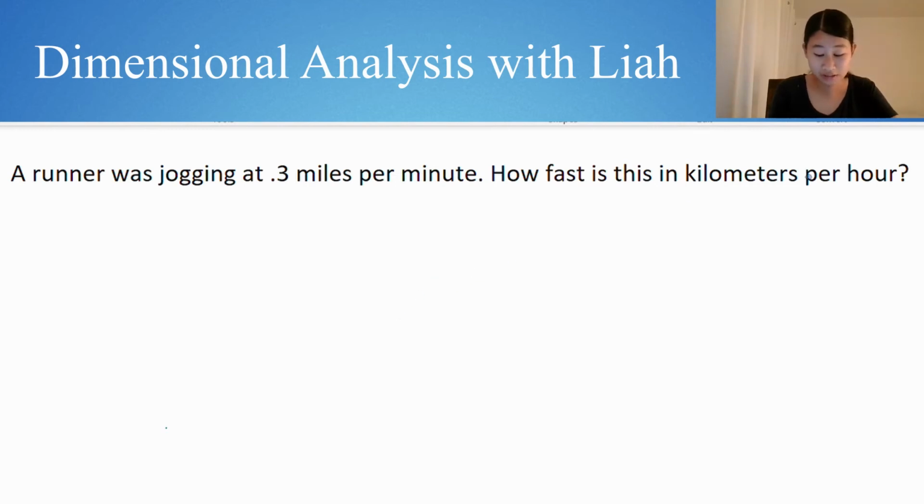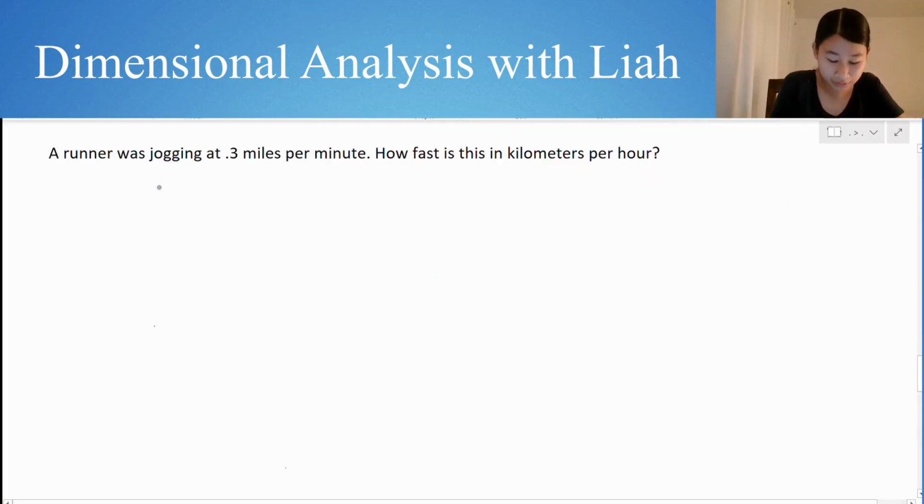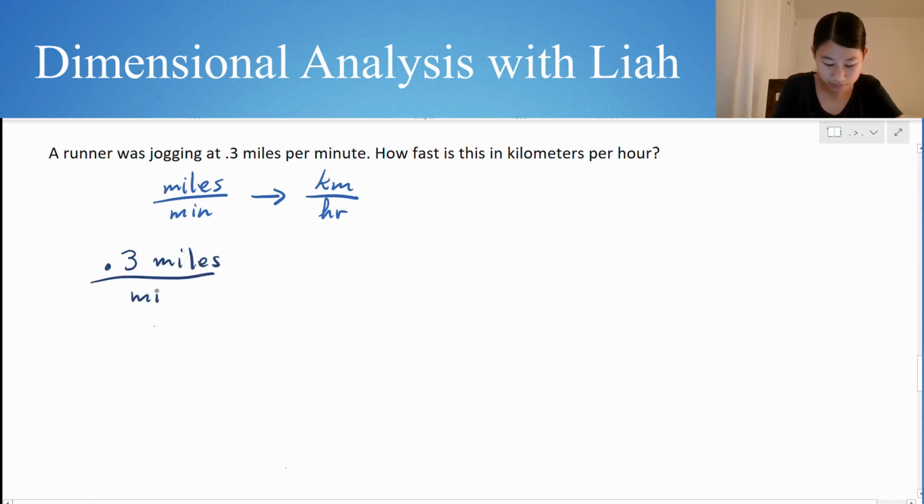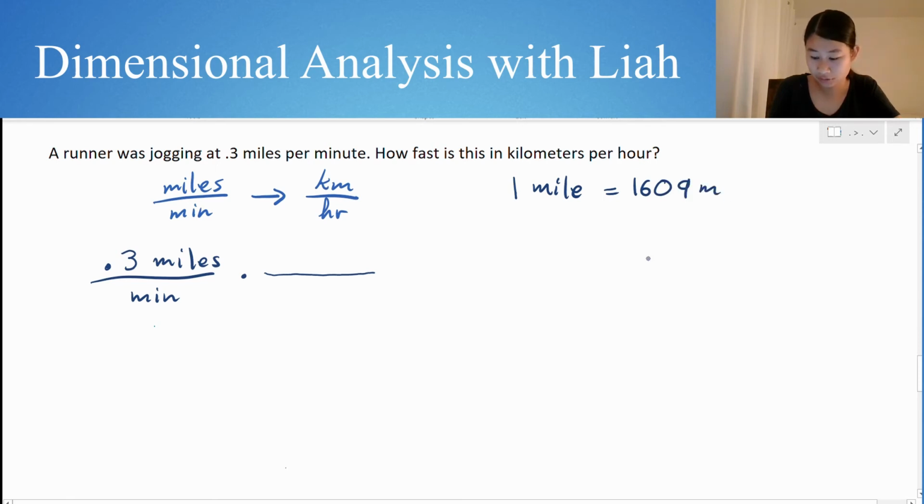A runner was jogging at 0.3 miles per minute. How fast is this in kilometers per hour? So we have miles per minute, and we want to convert that to kilometers per hour. So now we write our equation. This is going to be 0.3 miles per minute, and then we have to convert the miles to kilometers. Now from the previous problem, we do know that 1 mile is equal to about 1,609 meters.